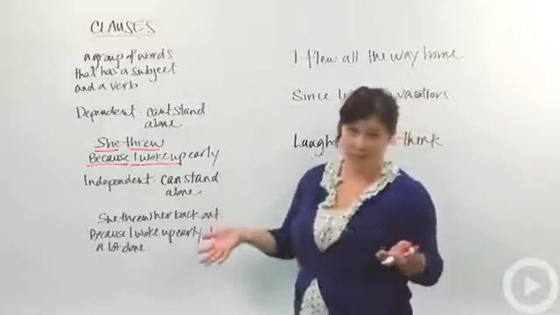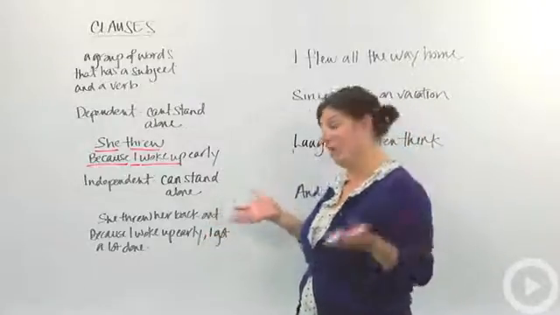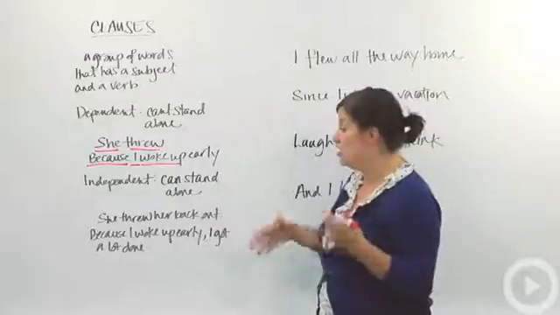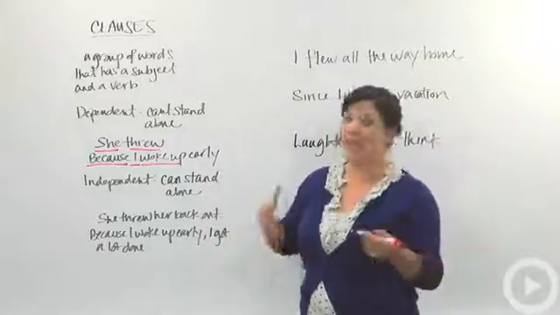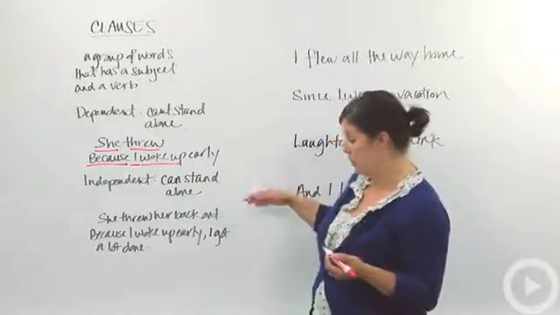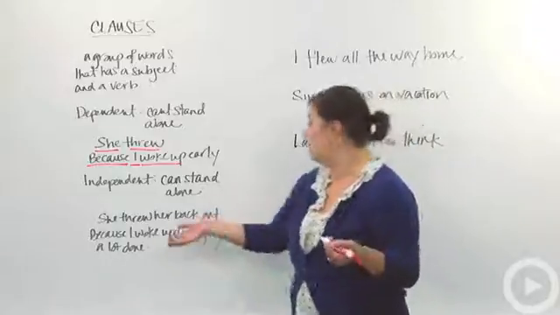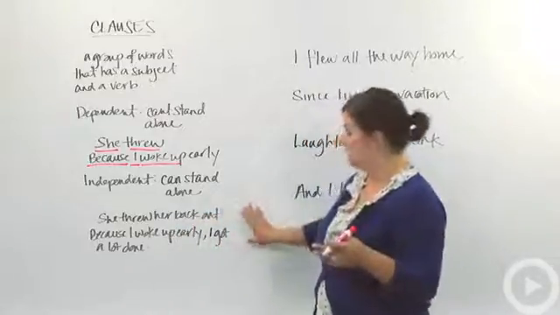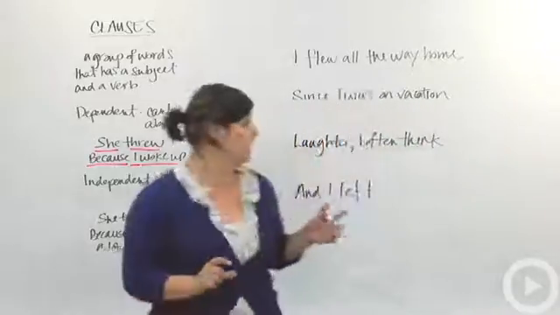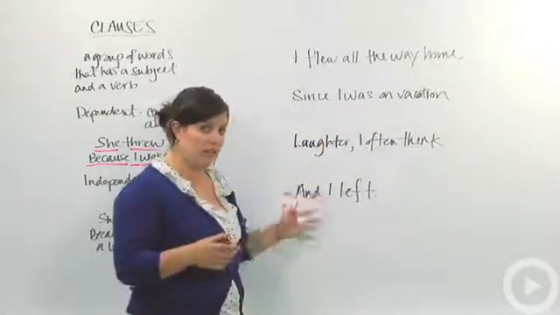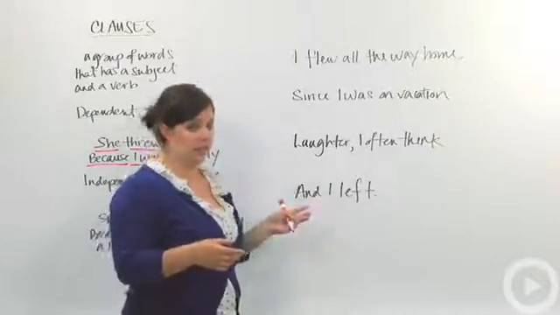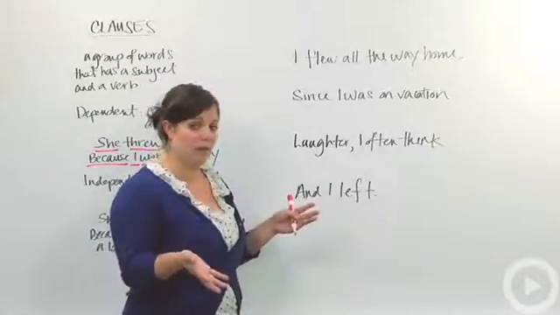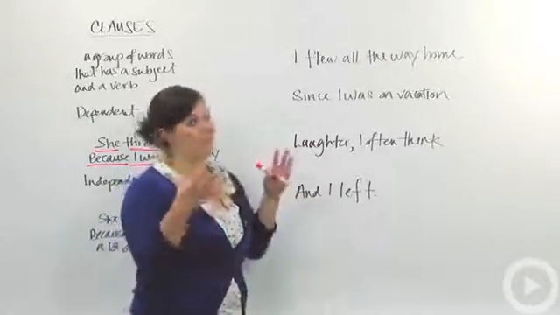The other kind of clause we have is, shockingly, the independent clause, which means it can stand alone. So we've got a subject and a verb, and we've got a completion of thought. Something like "she threw her back out," or "because I woke up early, I got a lot done." So those both can stand by themselves. Let's take a look and see if we can identify which of these are independent clauses and which are dependent clauses. And if we find some dependent ones, let's go ahead and make them independent.